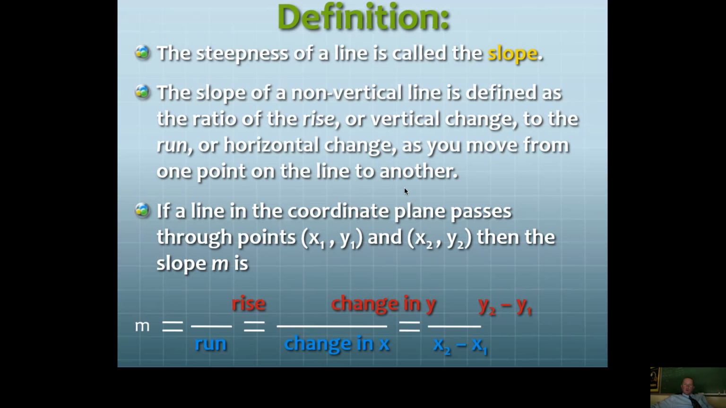So if a line in the coordinate plane passes through these 2 points, then the slope is going to be this. It's going to be the rise over the run. Notice how slope is this lowercase m. That's going to end up being the change in your y values divided by the change in your x values. And you find that by subtracting your y values for the numerator and subtracting your x values for the denominator.